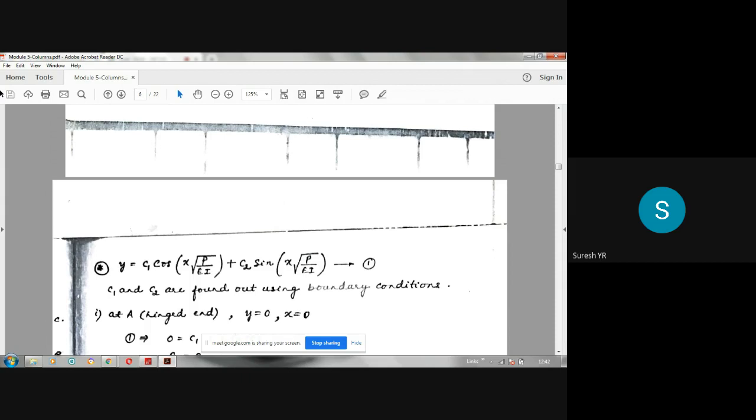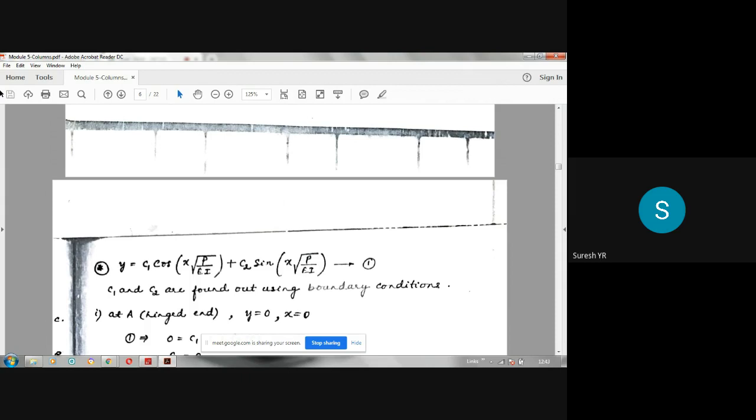Then you have the solution y equal to whatever you get. So you should remember Mx, the y equation, and then the boundary conditions. If you know these 3 things, you can derive this equation easily. This is what I wanted to tell you today. So practice these 3 derivations.